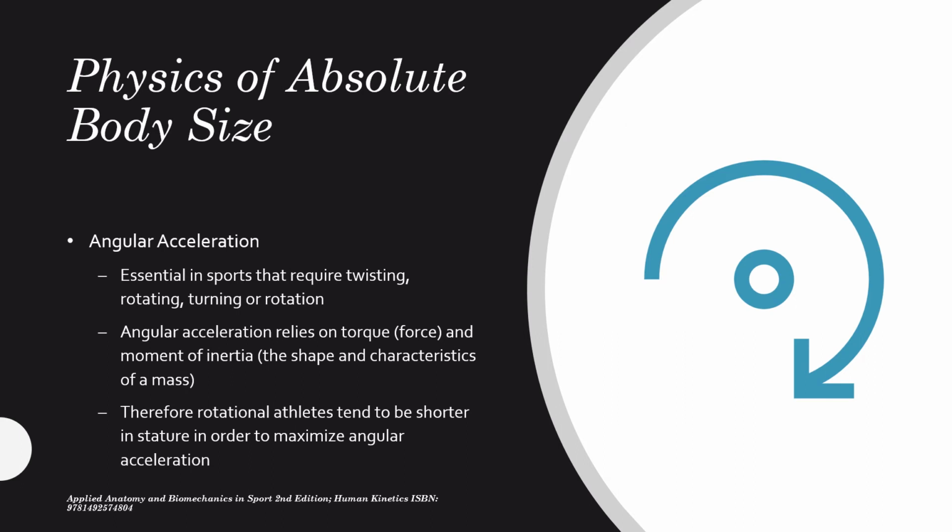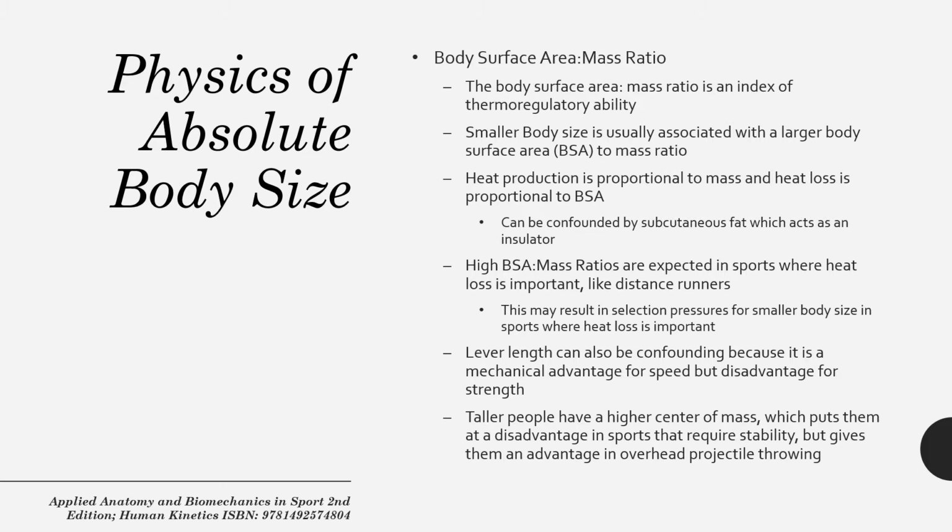The next concept is angular acceleration. So if you have a sport that requires twisting, rotating, turning, rotation of any sort, angular acceleration is going to come into play. Angular acceleration works because it is going to rely on a torque or a force and the moment of inertia, which is a shape and characteristics of that mass. So when we're dealing with angular rotation, our rotational athletes tend to be shorter in stature in order to maximize this acceleration. We will get into this a little bit more later in the semester.